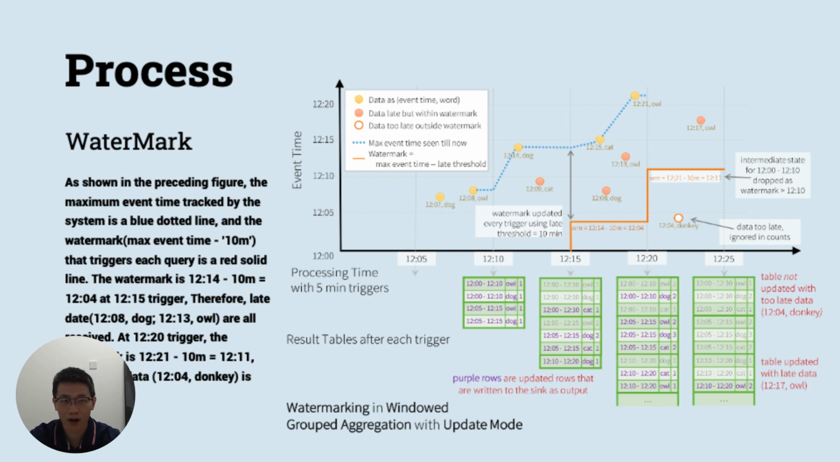We have RO and G1 corresponding to the time window from 12:05 to 12:15. We have a 10-minute window that slides every 5 minutes. So these 2 data points fall into 2 different windows.